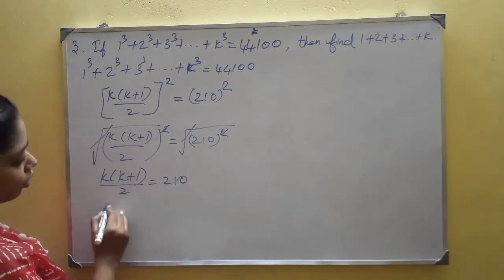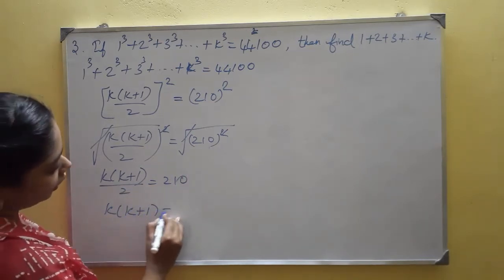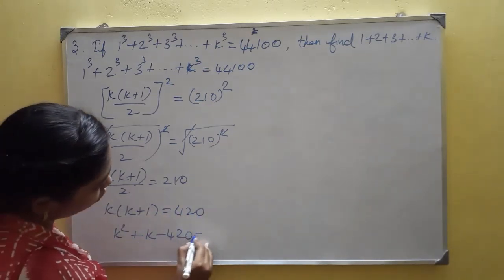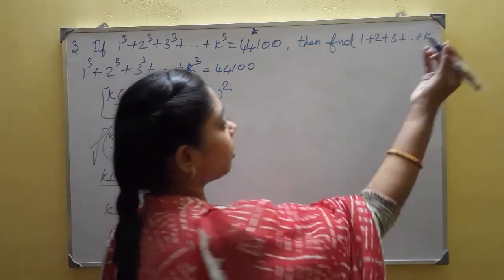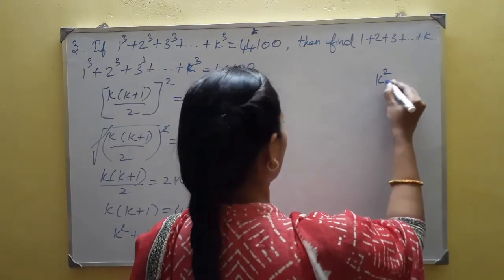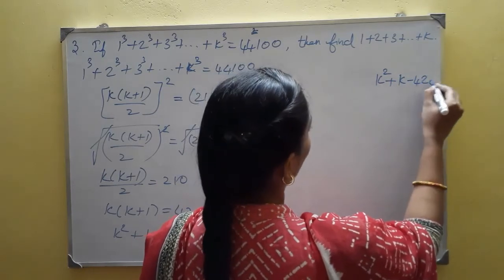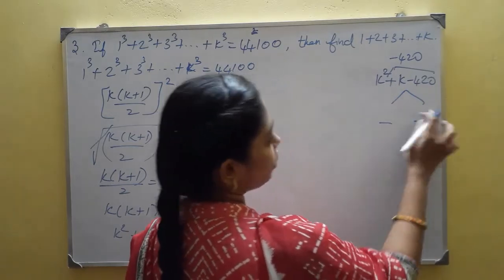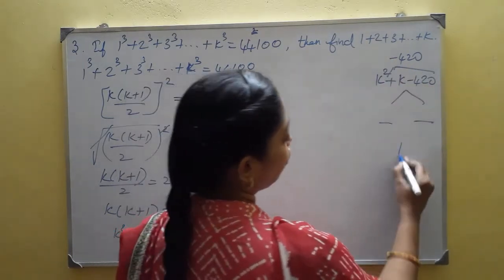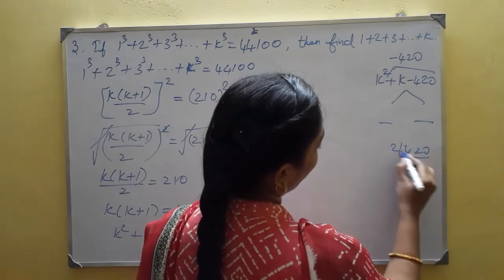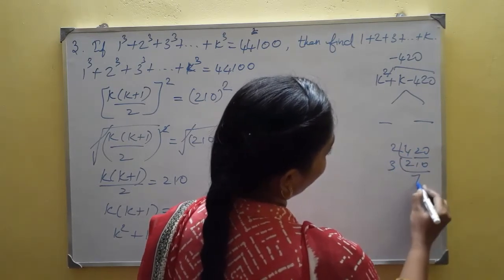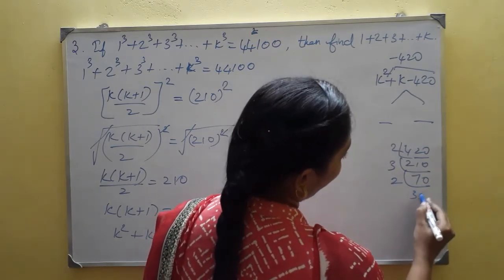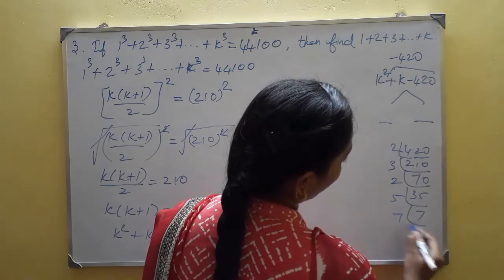Taking this denominator portion across the equal to sign, then you will get 420, and actually this is k square plus k minus 420 equal to 0. Now you want to do prime factorization for 420. So you want to get minus 420. You want to find two numbers whose addition gives you 1, whose product gives you minus 420. So 420 in the 2 table, and this is in the 3 table 70 times. Again you can use the 2 table 35, 5 table 7 times, 7 is the prime number.